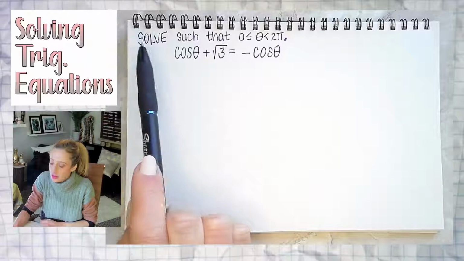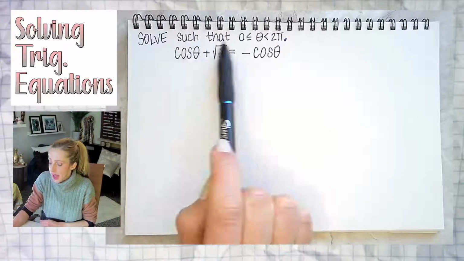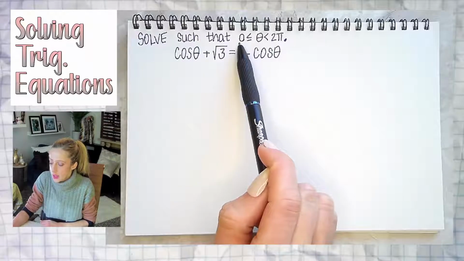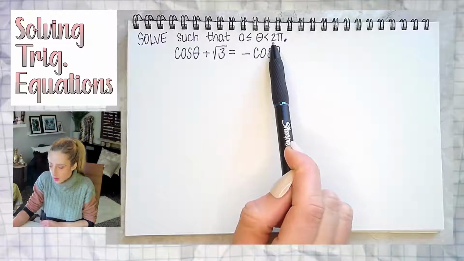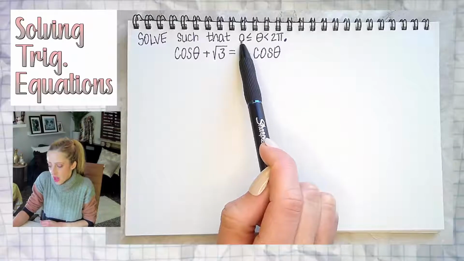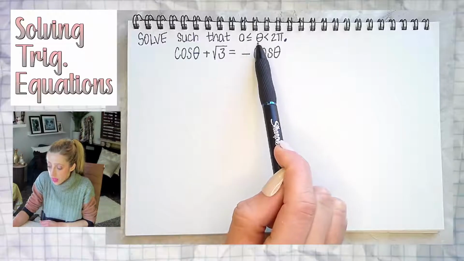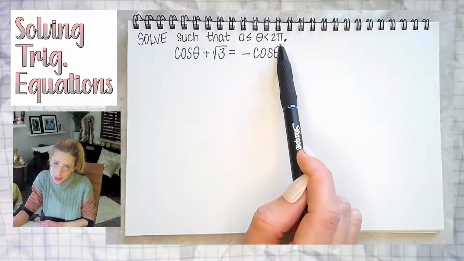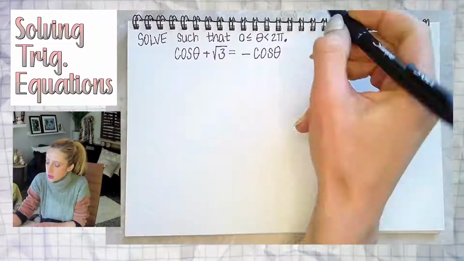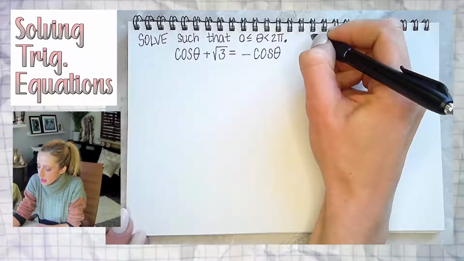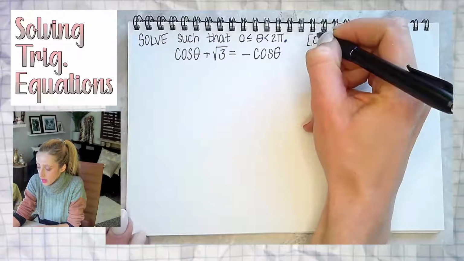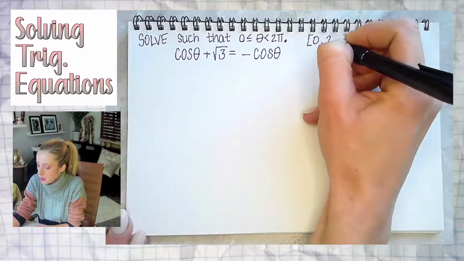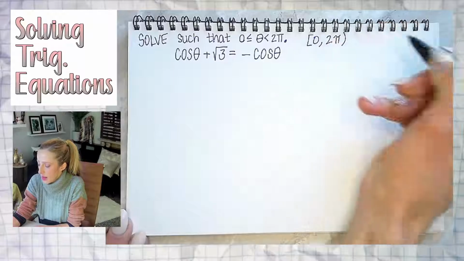Here, the directions I have for us are solve such that theta is between 0 and 2 pi, 0 included and 2 pi is not included. Some people just read this off as 0 is less than or equal to theta, which is less than 2 pi. That's also fine. This is inequality notation. You may also see it written in interval notation, which would look like this, a 0 that has a bracket, which implies it's included, 2 pi with a parenthesis.